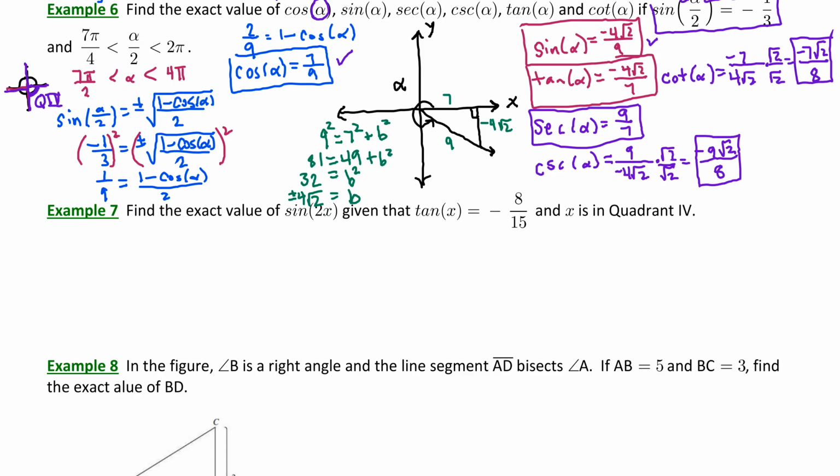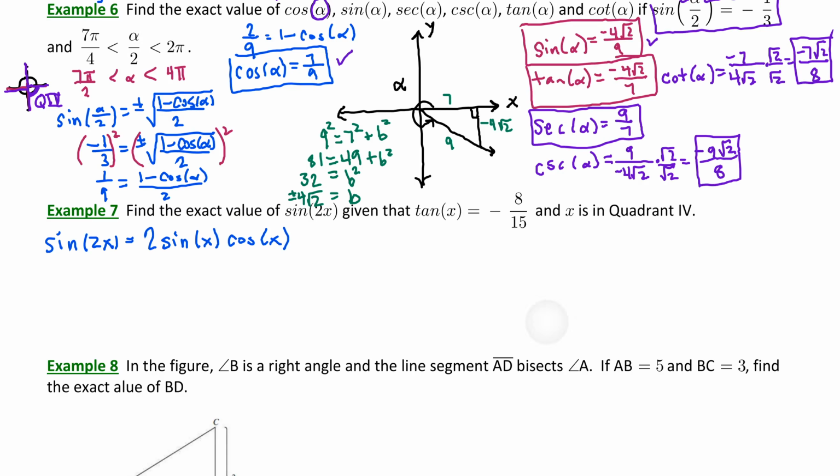Let's try example 7. Find the exact value of sine of 2x given that tangent of x equals negative 8/15 and x is in quadrant 4. So we're looking for sine of 2x and we know tangent of x. Recall that sine of 2x can be written as 2 times sine of x times cosine of x. So in order to evaluate sine of 2x, I need to evaluate sine of x and cosine of x.